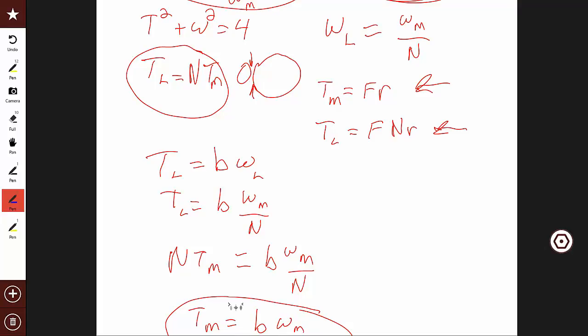Now, not all gearboxes are made up of two gears. Very seldom are they made up of two gears. But the idea is the same. You're reducing the speed. It's just hard to visualize all the internal forces. You can do it, but what you'll find is that it follows the same ratio. If you decrease the speed, you increase the torque. All right, one goes down, one goes up.